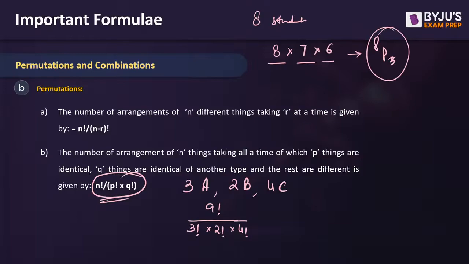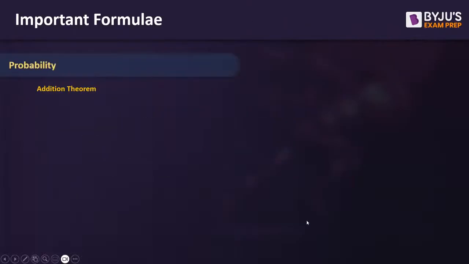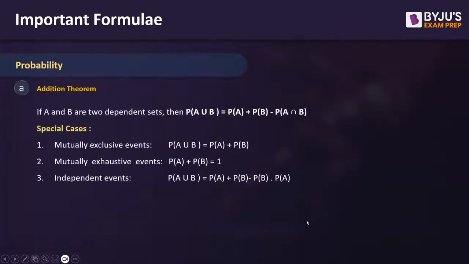Okay, so that was about it. I'll move ahead from here. That was the second thing that we discussed. तो आगे बढ़ जाता हूं. Next is the addition theorem in probability. So what is addition theorem? But before I talk about addition theorem, we should know what are dependent sets, what are mutually exclusive, mutually exhaustive, independent.